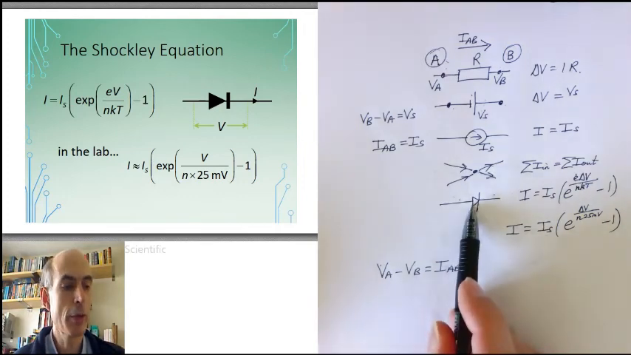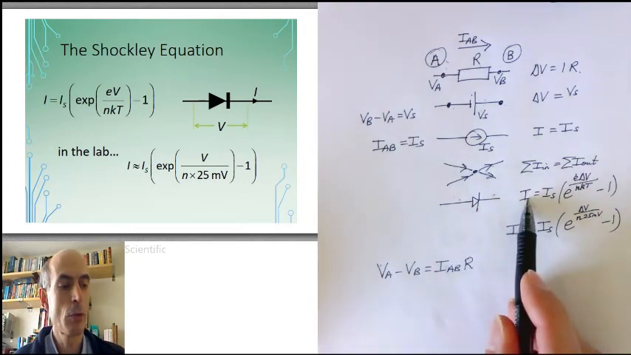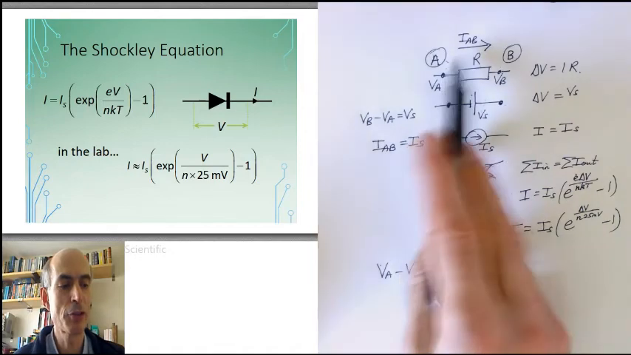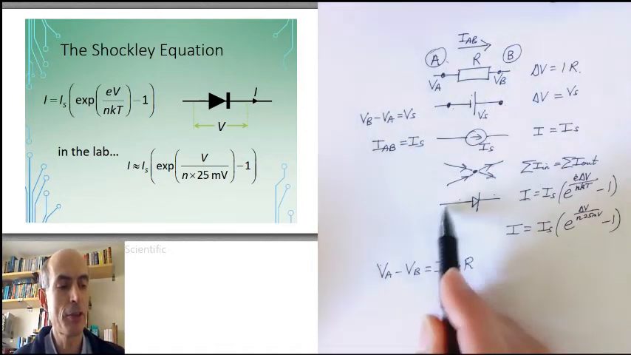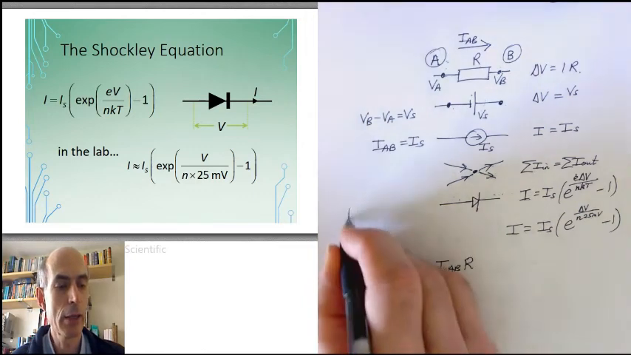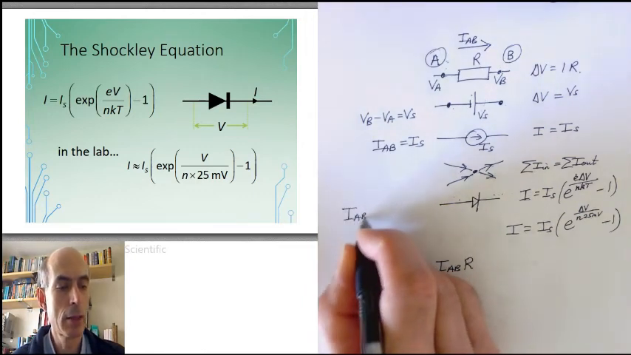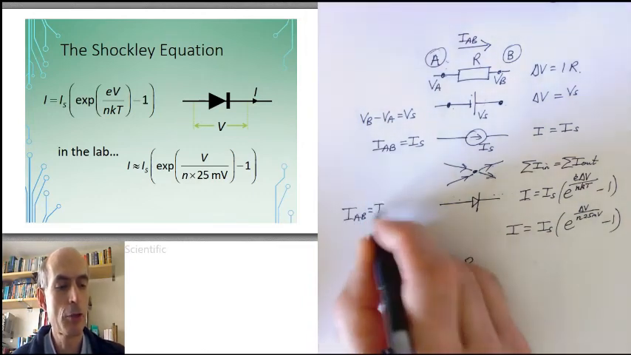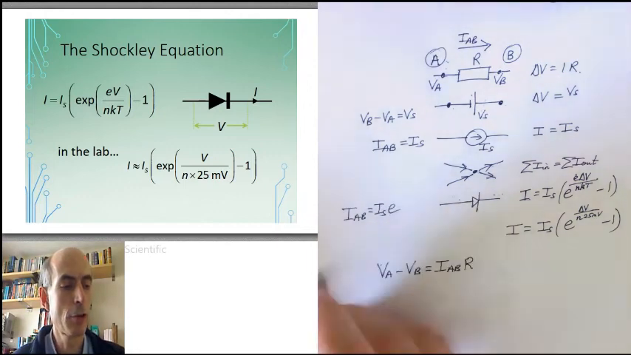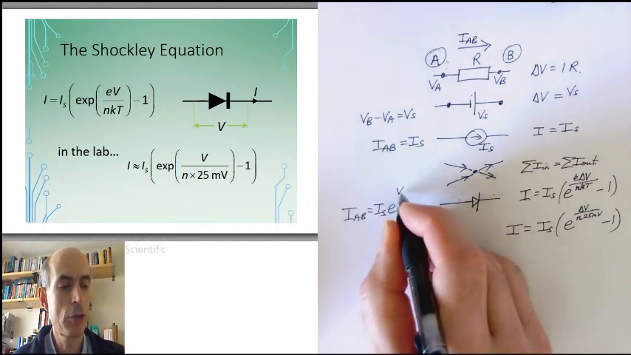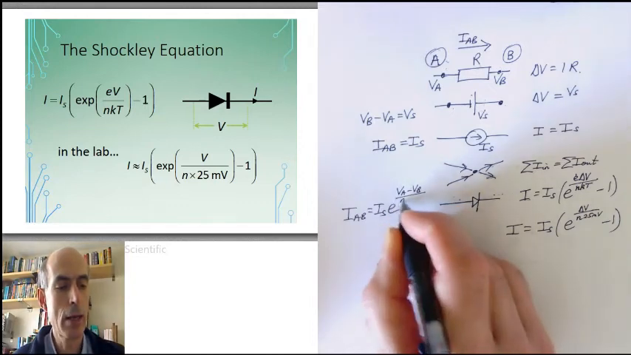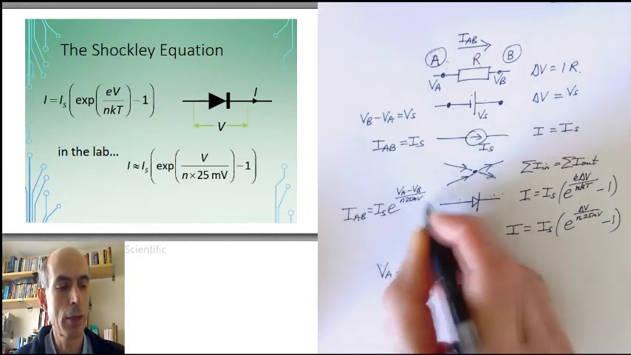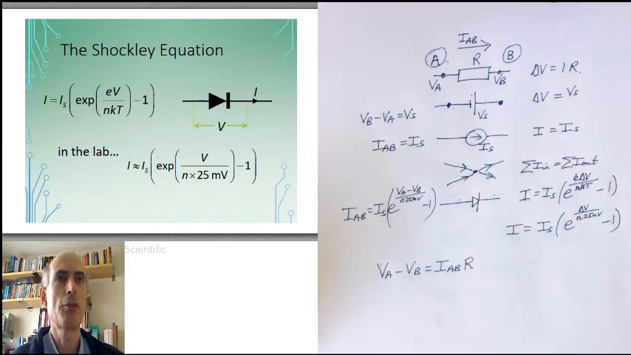And the Shockley equation, same issue. We've got to be clear which direction the current is flowing. So it's probably better to write it in this case as I from A to B equals the saturation current times e to the power of the voltage at A minus the voltage at B over n times 25 millivolts, minus 1, with brackets around it like that.